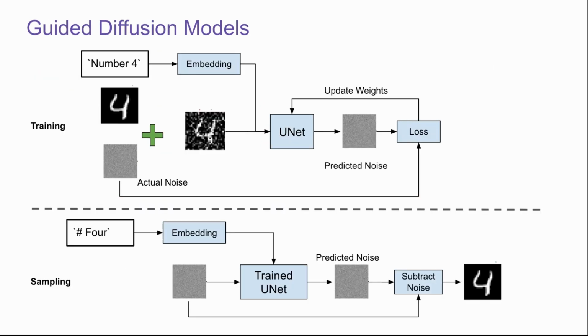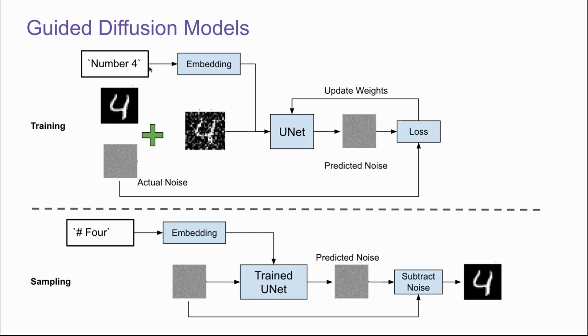So similar with the previous one, let's say we want to have some control over what we want to generate on diffusion models. This is where the guided diffusion models come in. And the mechanism again is very similar. We basically want to pass in the label as one hot vector or embedding in the training and sampling process. In this case, let's say we're trying to generate new images for number 4.